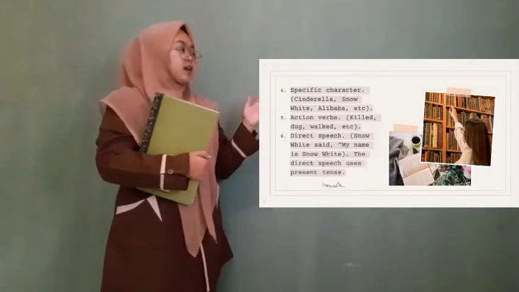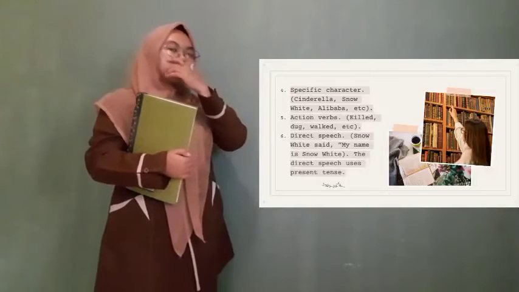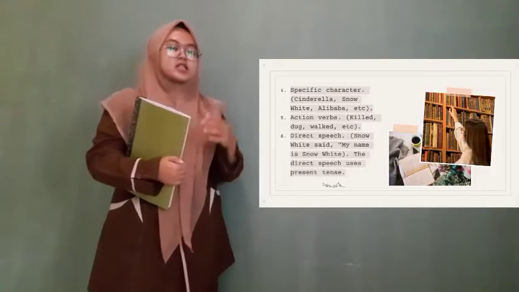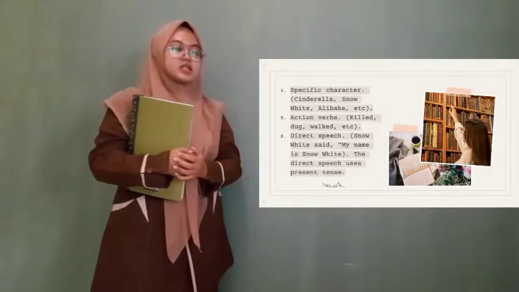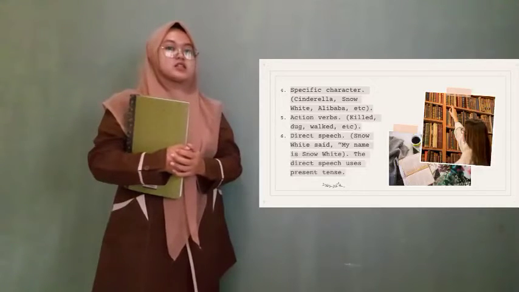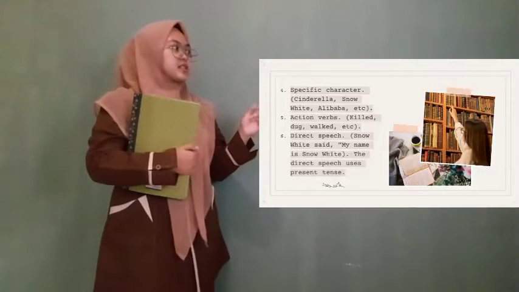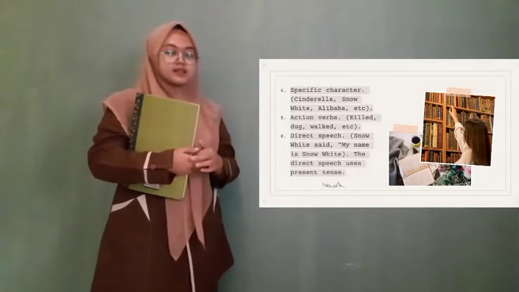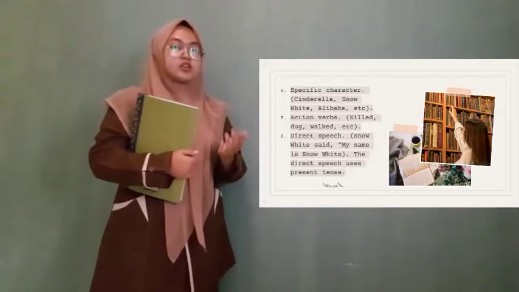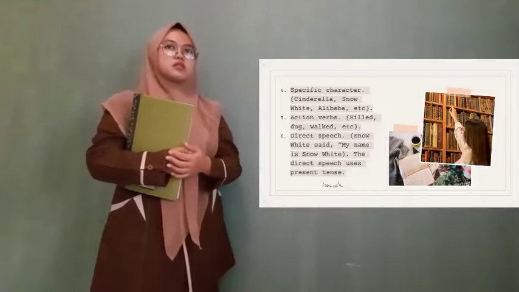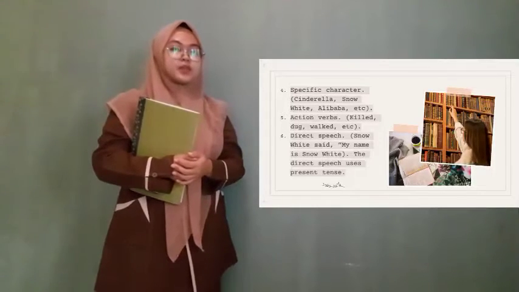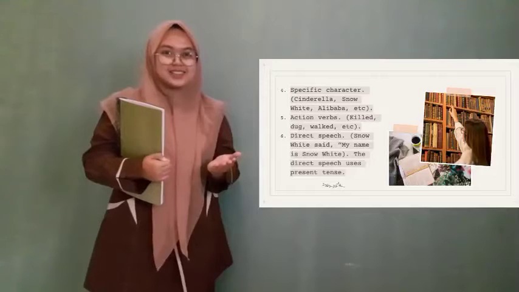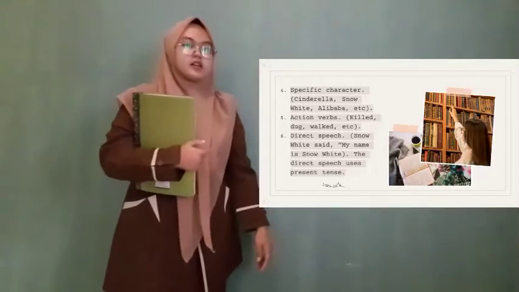So the last is direct speech. It is to make the story lively. Example, Snow White said, "My name is Snow White." The direct speech uses the present tense. Okay, do you understand? Okay.